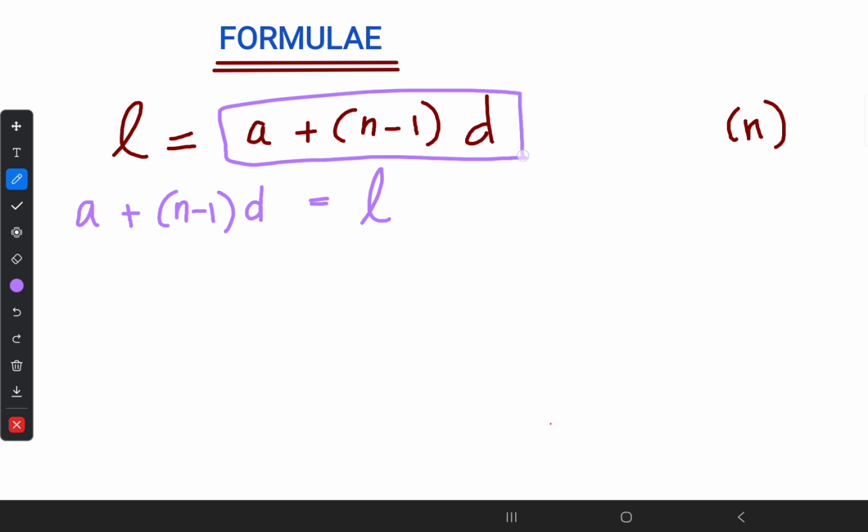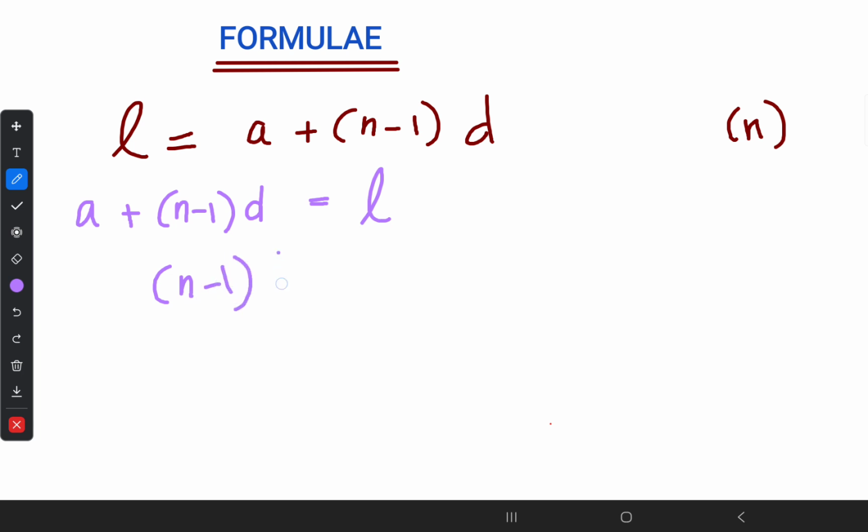I just bring it from the right hand side to the left hand side. L became the right hand side. I didn't do any operation at all. I swapped the sides of both quantities, and thereafter we can do the simplification. So N minus 1 times D remains the same. You have to bring the positive L as a negative L to the next side. So L minus A. Thereafter N minus 1 remains the same, and it is equal to D.